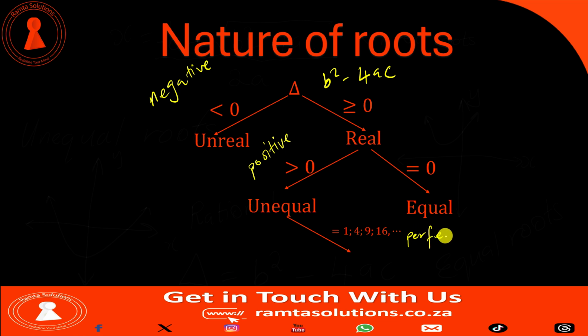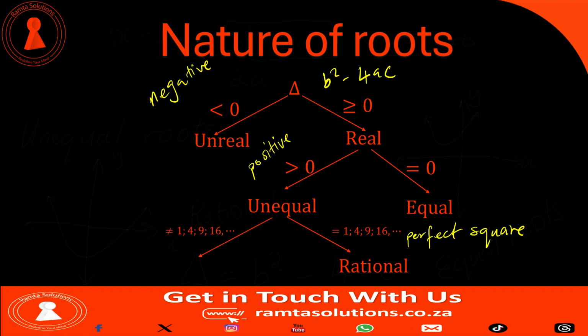If your discriminant is a perfect square, a perfect square is your 1 squared, 2 squared, 3 squared, 4 squared, 5 squared, and so on, meaning your 1, 4, 9, 16, 25, 36, 49, 64, and so on. That's your perfect square. If they are like that, then your roots are rational. If they are equal to a perfect square, they are rational.